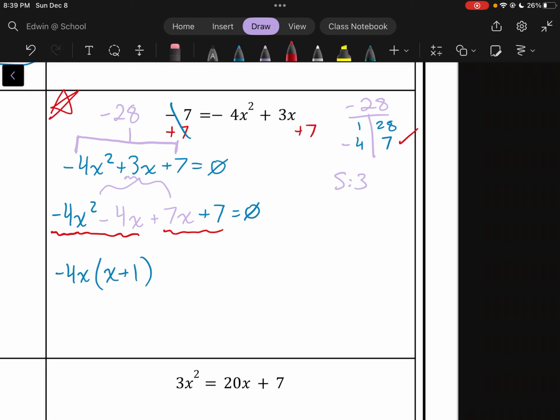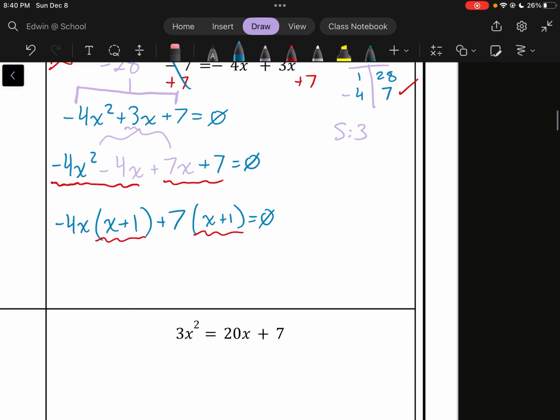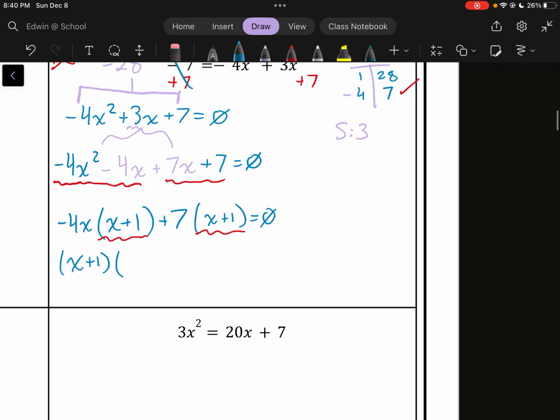We move on to the next group, 7x plus 7. We could factor out a 7, and that leaves x plus 1. You'll know you did everything right if the terms in those parentheses are equal. So once we do that, we could factor that out again. And whatever numbers are left, in this case -4x and +7, those are going to be the terms for the second factor, equals 0.